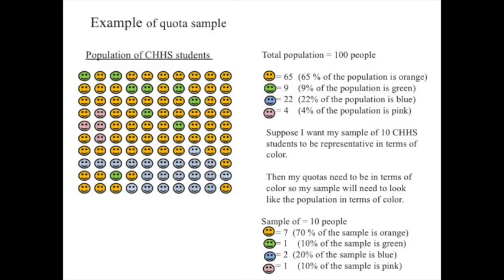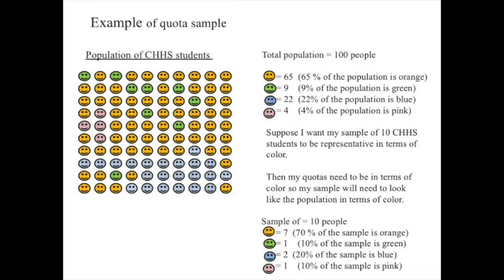So an example of quota sampling, let's look at, going back to the previous video's example about a sample of CHHS students. Let's say the population is 100, right? And we wanted to survey respondents using quota sampling in terms of color, right? So in our population, we know that we have 65% yellow faces, 9% green faces, 22% blue faces, and 4% pink faces. So our sample of 10 students would have to follow this same composition, right? We would have to get about 65% yellow faces, right? And 9% green faces, etc.